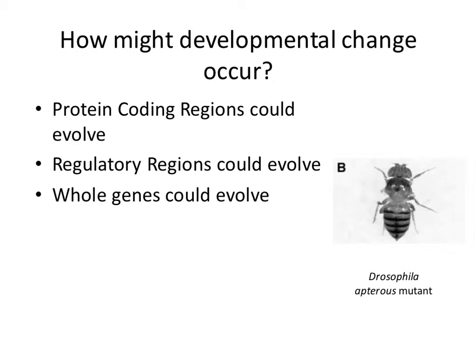A mutation in a regulatory region that causes a change in which cells turn that gene on. And we're going to see an example of that in Drosophila.